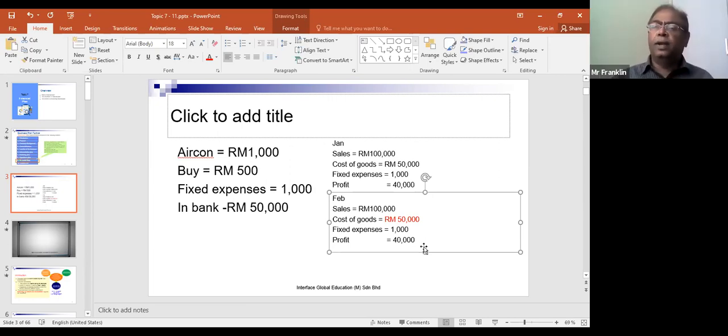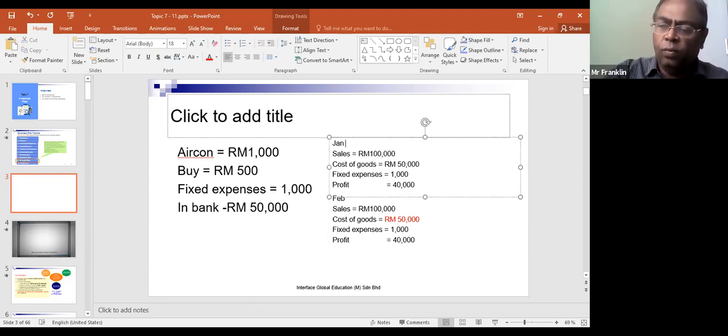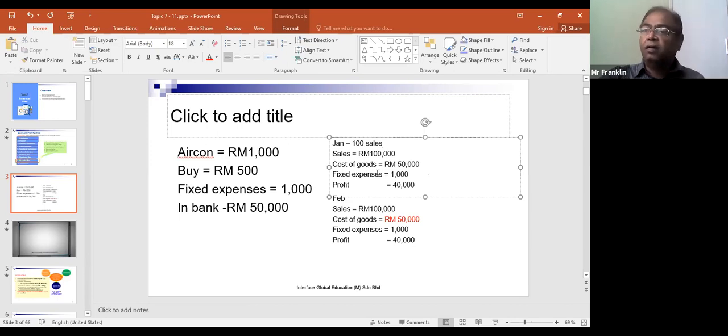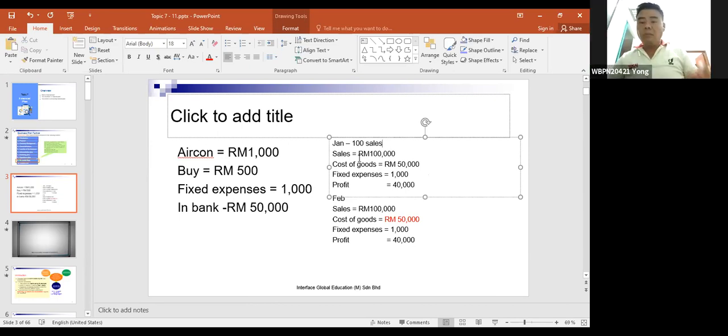I opened up a shop selling aircon. First month, January, very good sales. I got 100 sales, so I got 100,000. Cost of goods is 50,000, fixed expense 40,000. So I took out the 50,000 in my bank and paid the supplier. But the supplier said he will give me 90 days.